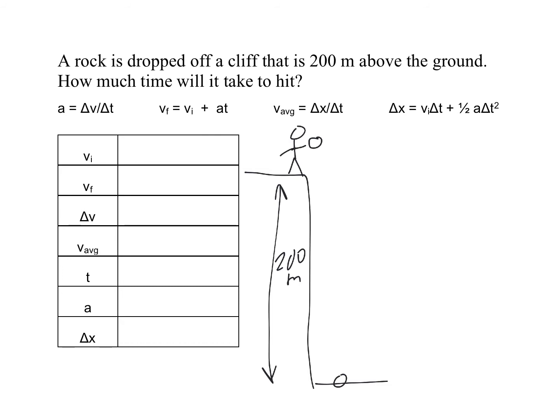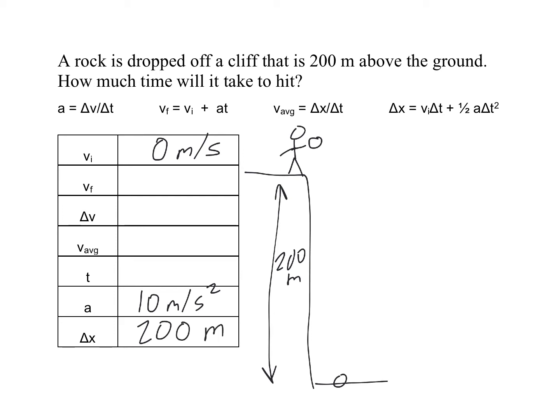So what do we know? Well, we're dropping the rock, so we know its velocity is 0 because we're just releasing it. We're not throwing it. It's just being dropped. We're on Earth, so we can assume acceleration from gravity is 10 meters per second squared. I make it positive because the rock is only falling. It's just easier to have all positive numbers. And we know the rock is going to fall 200 meters, so I'm going to put 200 meters here.